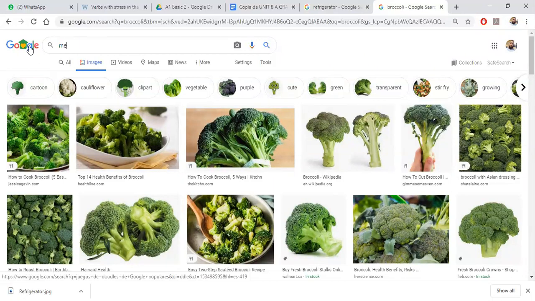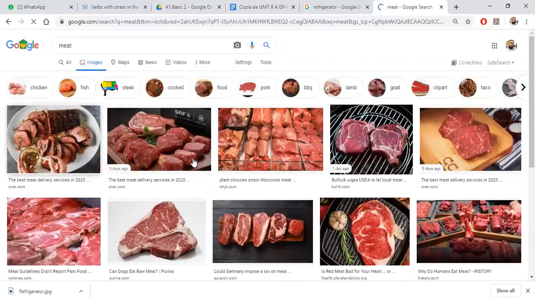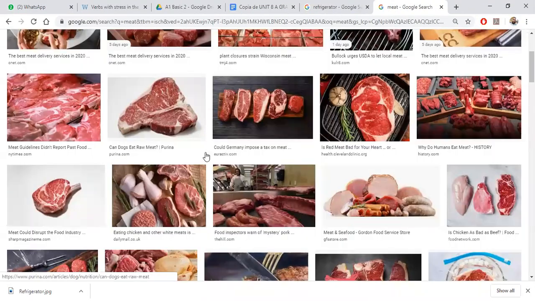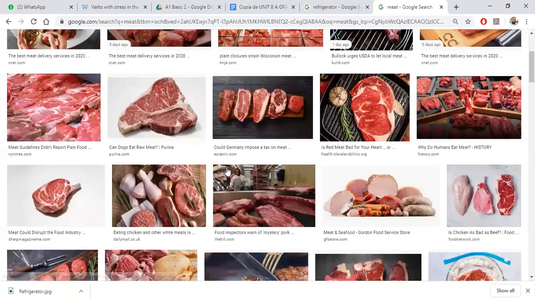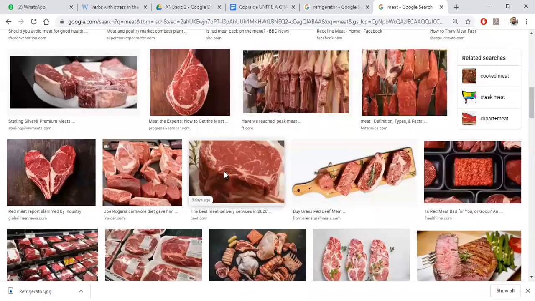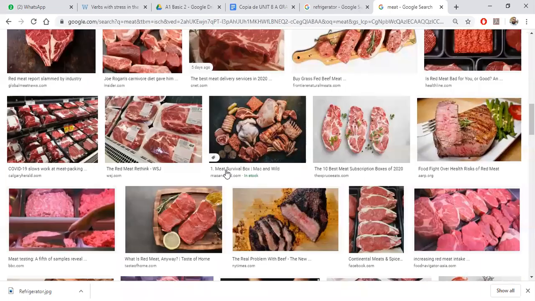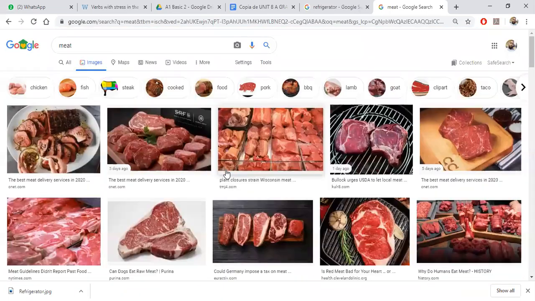Meat. The same happens with meat. We need to cut the meat. So we cannot say meats in plural because it doesn't have plural. We just say meat. So if there is meat in the refrigerator, we say there is some meat in the refrigerator, not there are some meat, because we cannot count it. It's just uncountable. So that's pretty much it.